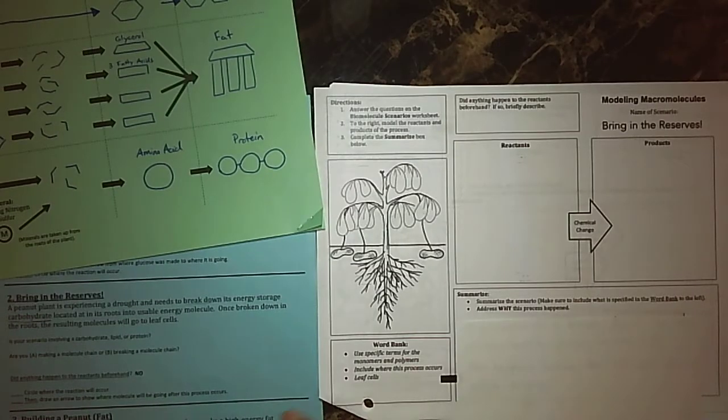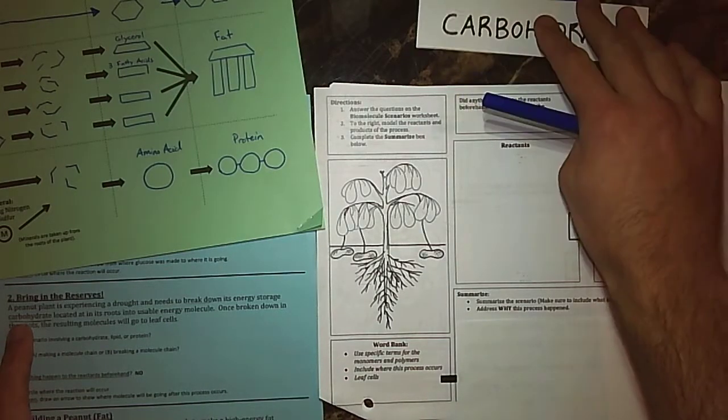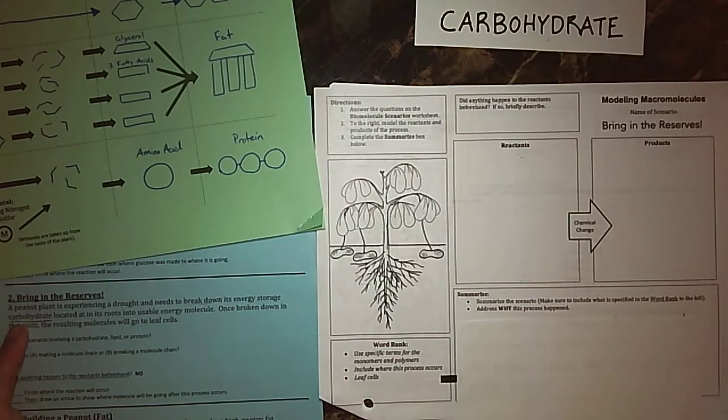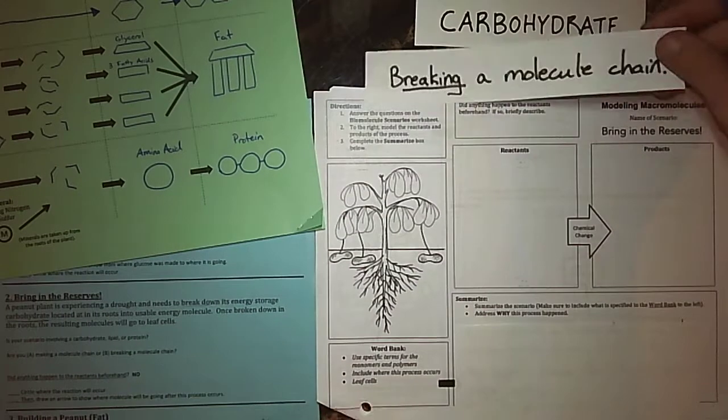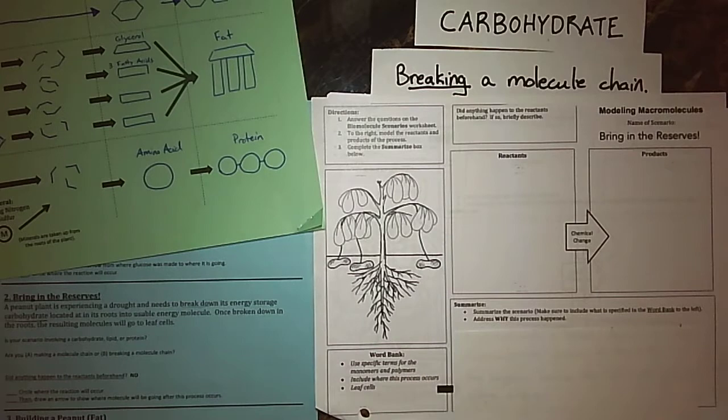Here, and I'm going to be going over the scenario bringing in the reserves. So if we read our scenario, it talks about this peanut plant needing this extra energy, and so it's breaking down, reading this, a carbohydrate from its root. So we know we're dealing with the carbohydrate, and then it also says that it's breaking down this carbohydrate, so we know that we are breaking down our molecule. This just helps us get our feet set to tackle this problem.